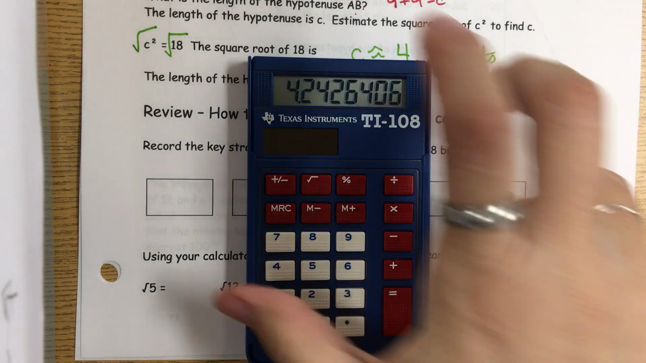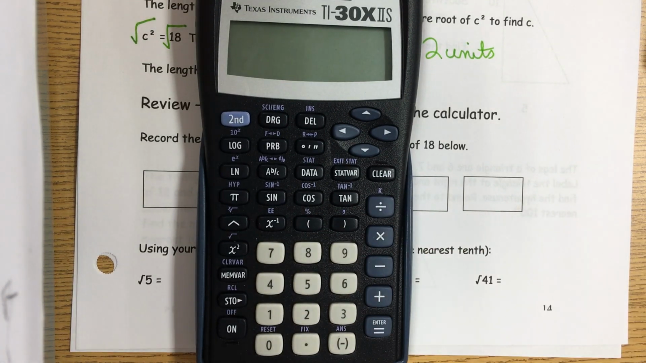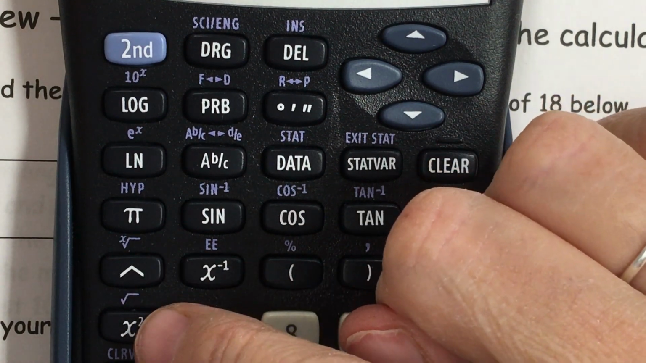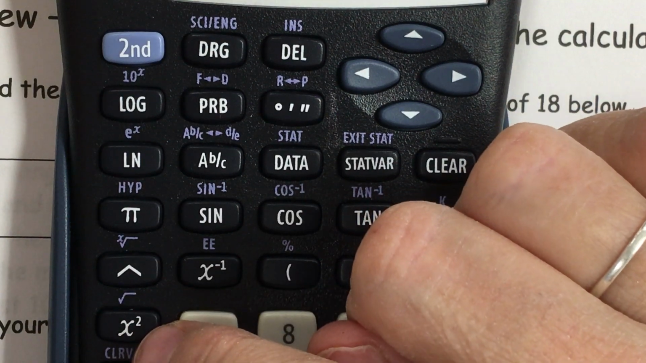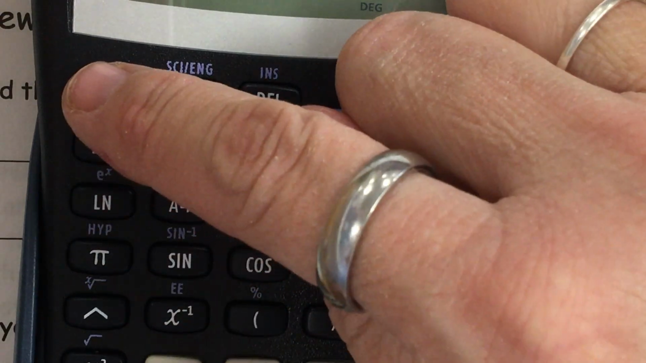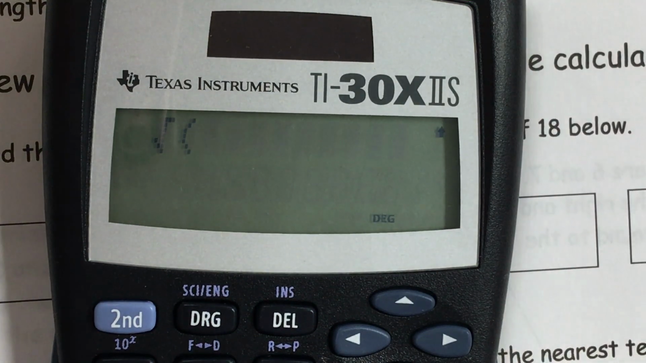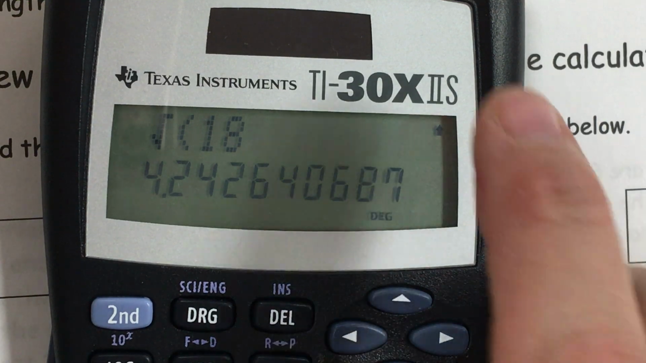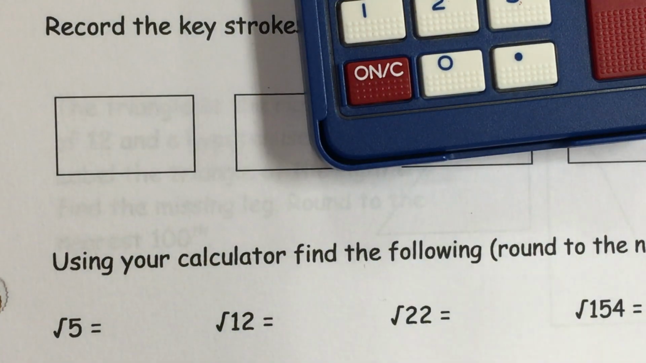If I have a scientific calculator, it has to be a little bit different. If you notice on this, right here is where my square root button is. But if you notice, it's the little one above the x squared. So I actually have to hit, first of all, on, second, and then that square root button. And I get this. Then I plug in the 18, and voila, it gives me the exact same number. So I'm just going to use the simple calculator for these next ones down here.